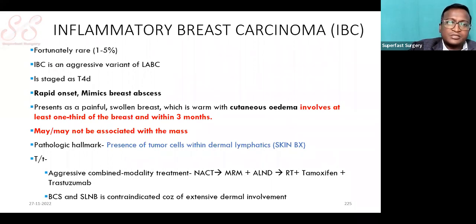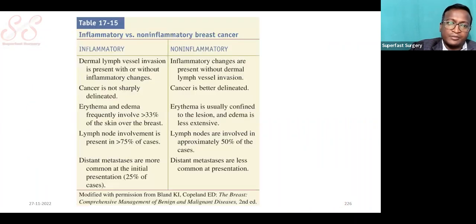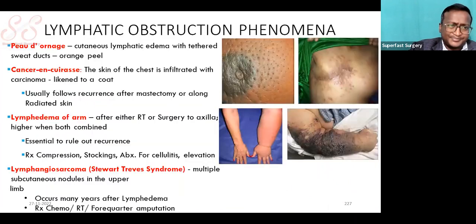There should be a very aggressive approach. Give all the treatment possible before surgery, and then do surgery and immediately start radiation therapy. This is in fact a contraindication for breast conserving surgery. This is also a contraindication for sentinel lymph node biopsy, okay, because of extensive dermal involvement. So the difference between inflammatory and non-inflammatory breast cancer, this table is taken from Schwartz, you all can go through after the class.